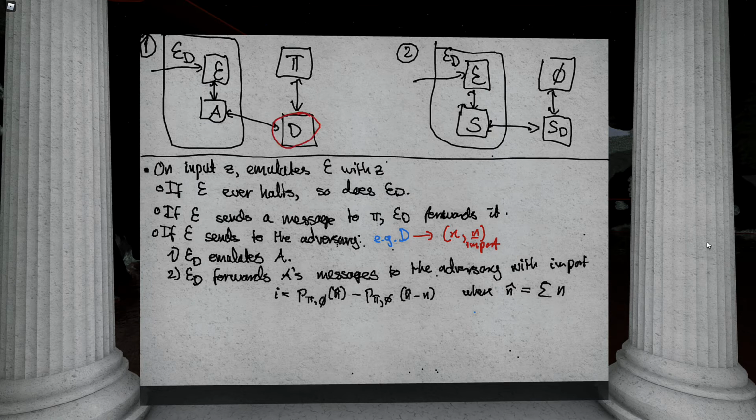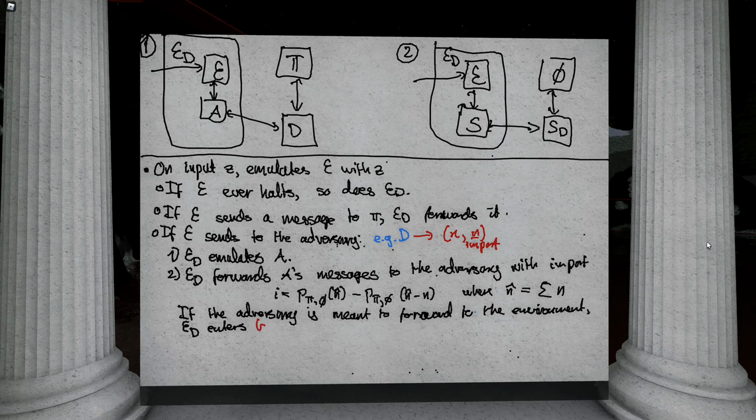What we're going to do is, if D is forwarding a message to the protocol, then we're going to do the same trick as before, use A to translate the message back into one that we can handle. If, on the other hand, D is supposed to talk to the environment, we are not going to do this translation, because it should just be forwarded straight to the environment. So we have a special state here where we keep track of whether we were supposed to skip the adversary or not. Okay. So if the adversary is meant to forward to the environment, ED enters bypass, and this is meant to be a state in the sense of a Turing machine.